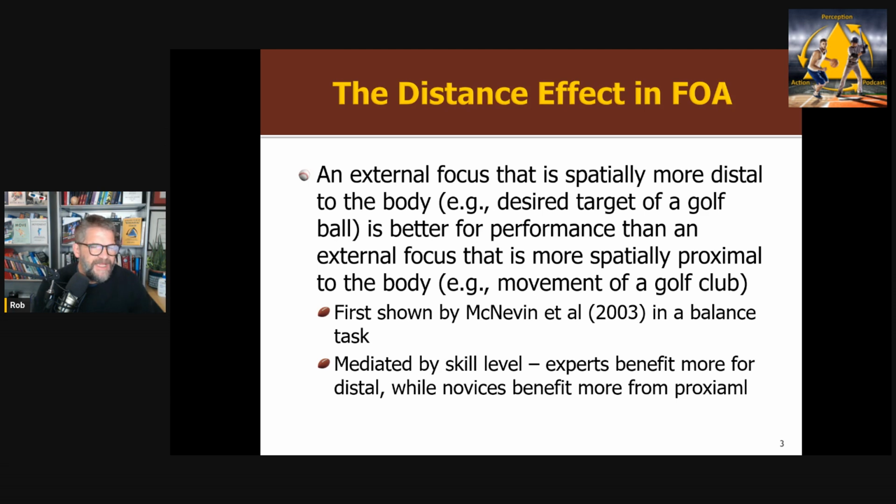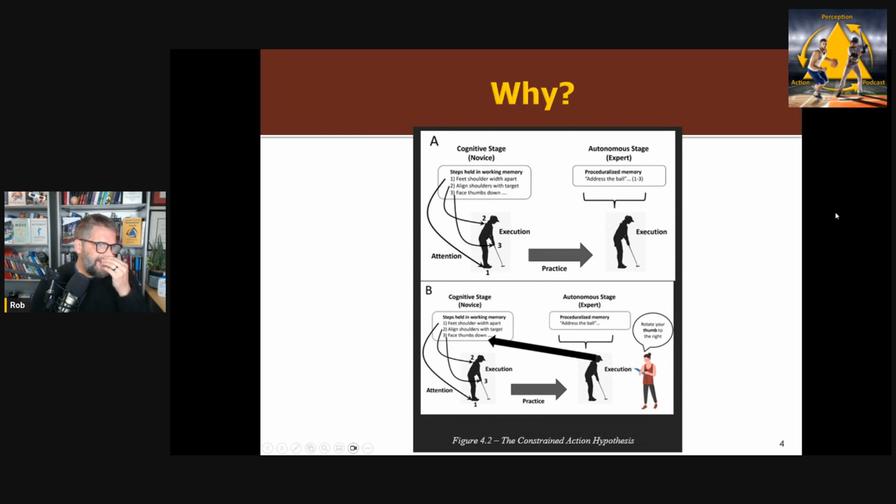What was first shown by McNevin et al. in a balance study where they had markers close to your feet or far from your feet, which is again external focus. They found that in general, the further the focus location is from your body, the better performance you get, right? And this effect is pretty consistent. It's somewhat mediated by skill level. So in general, we find experts respond better to a more distal focus of attention. Right? Moving that out really helps experts, where novices tend to perform better with a more proximal focus of attention. Right? Let me remind you what the explanation for this is.